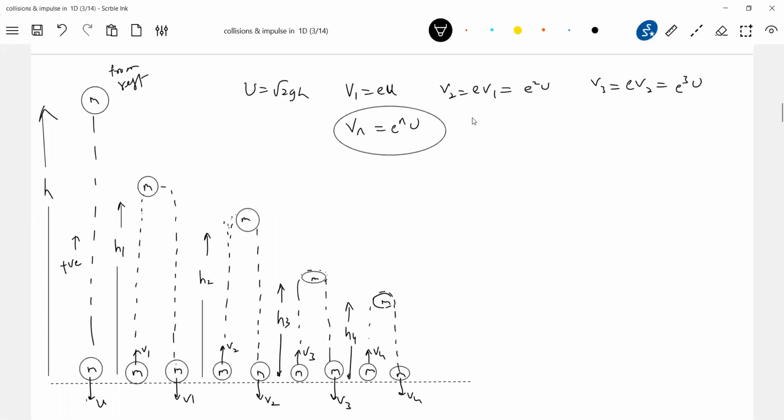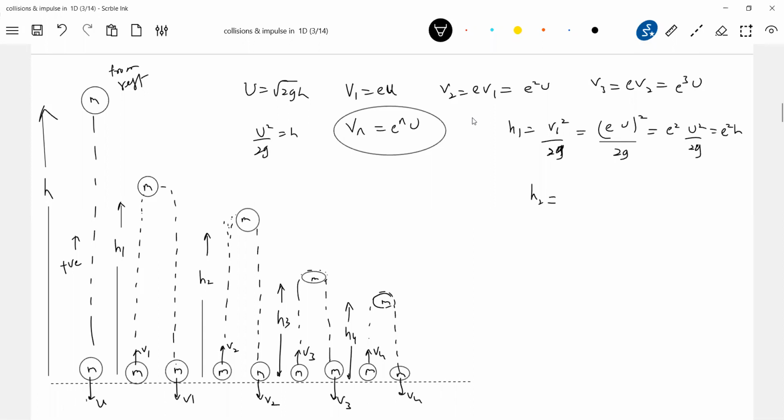Similarly, what about the height ascended? So what is h1? h1 equals v1 square by 2g. What is v1? v1 will be e u, so this should be e square u square by 2g. So what is u square by 2g? It should be h. Shall I write h1 in terms of h?